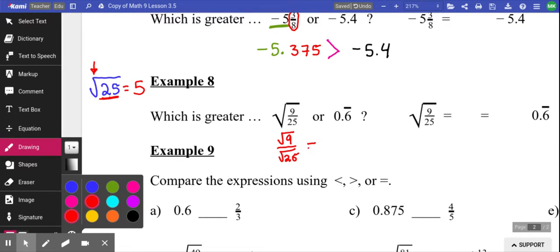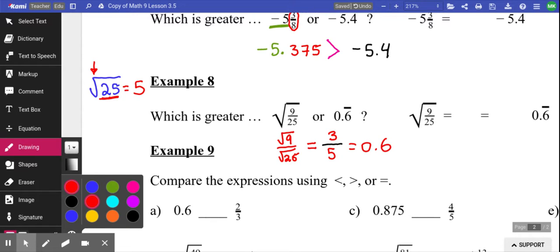On the top, square root of 9 means what number times itself would equal 9? Yeah, 3 times 3 equals 9. Therefore, the square root of 9 is 3. On the bottom, the square root of 25, we already answered. What number times itself equals 25? 5. That means the square root of 9 over 25 equals 3 over 5. 3 over 5 is a decimal, we know. 3 over 5 is 0.6.